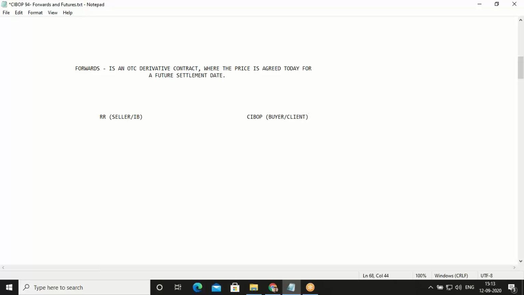Is this part clear? So remember what was the first word? Derivative is a contract. So you and I are going to sit across from each other and negotiate a derivative contract, an agreement. So I'm the seller or the investment bank and you are the client and the buyer.